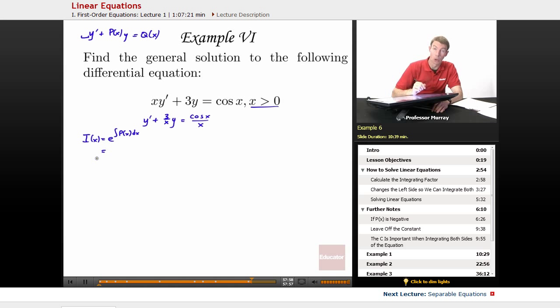And so my p of x is whatever is in front of the y. That's the p of x right there. So in this case, the p of x is positive 3 over x. So I get e to the integral of 3 over x dx.